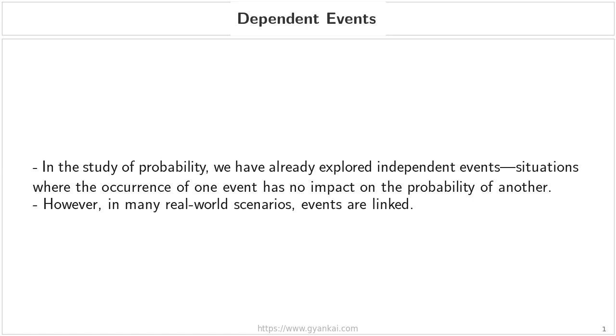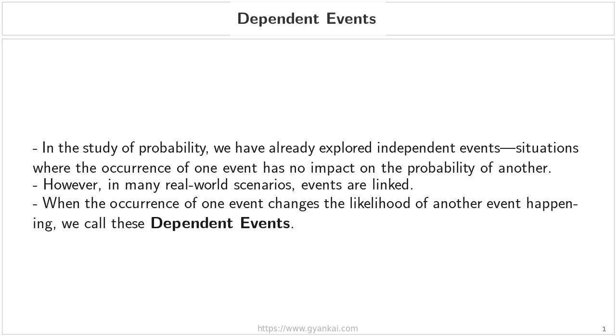However, as we move into more complex territory, we must recognize that in many real-world scenarios, events are actually linked or interconnected. This brings us to our main topic for today, dependent events. Specifically, we are looking at instances where the occurrence of one event actually changes the likelihood of another event happening. Over the next few slides, we will look at how to identify these links mathematically and how to calculate them using a concrete example.